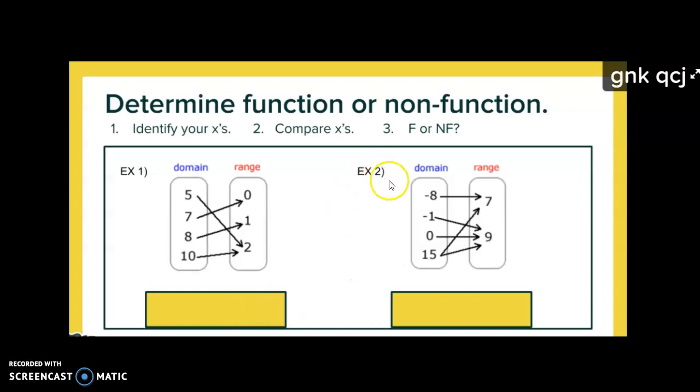If we look at example 2, we have to identify our X's, the numbers on the left, right? And we have to look at each X individually. So -8 only has one arrow, it's going to 7. -1 only has one arrow, it's going to 9. 0 has one arrow, it's going to 9. But let's look at 15. 15 has 2 arrows. One of the arrows is going to 7, the other arrow is going to 9. So this would be an example of a non-function.